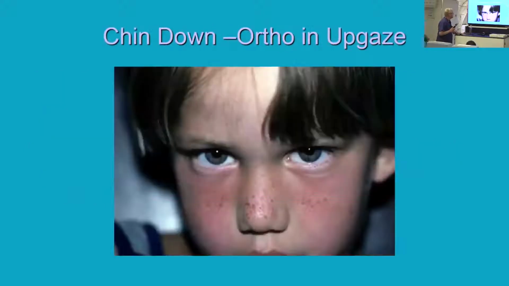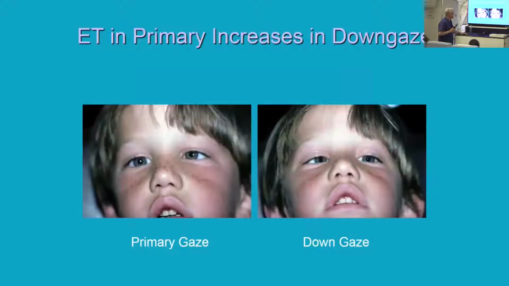So this is a fellow that's got a chin down face position because he's pretty much orthophoric in upgaze. He has an esotropia in primary gaze, in the left eye, and in downgaze, perhaps the esotropia is even greater. It's hard to tell from that position. He's looking down a little bit here too, but you can see he does have a V pattern, because the esotropia is greater in downgaze, more convergent.